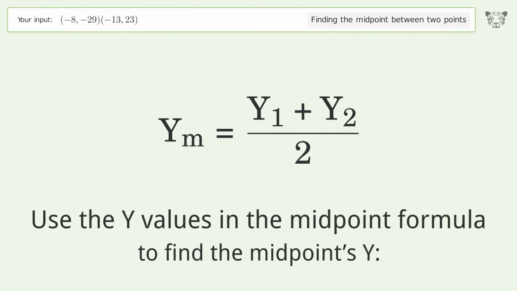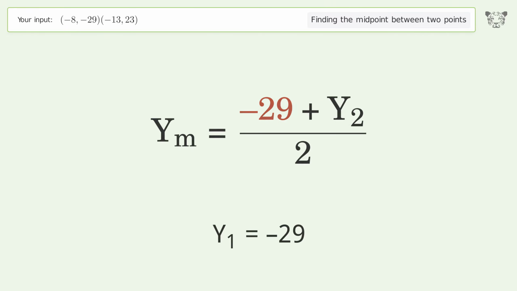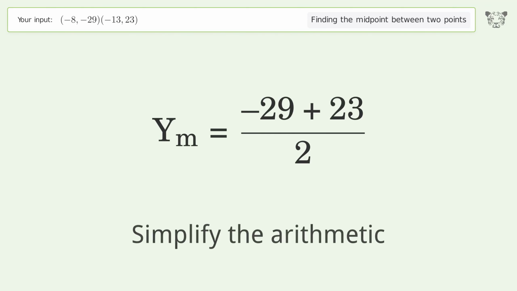Use the y values in the midpoint formula to find the midpoint's y. y1 equals -29. y2 equals 23. Simplify the arithmetic.